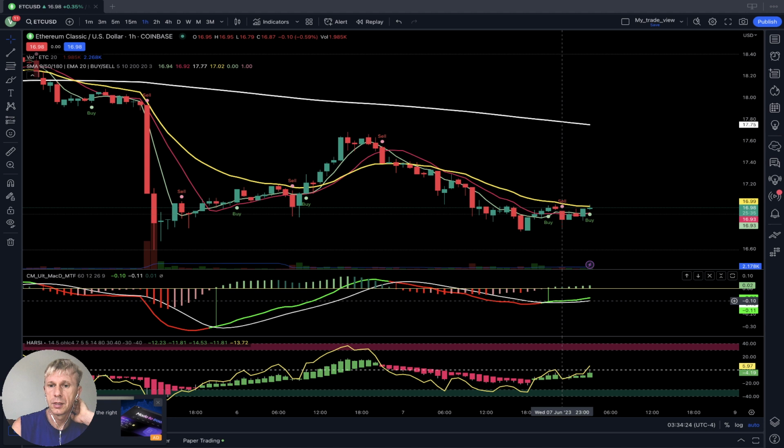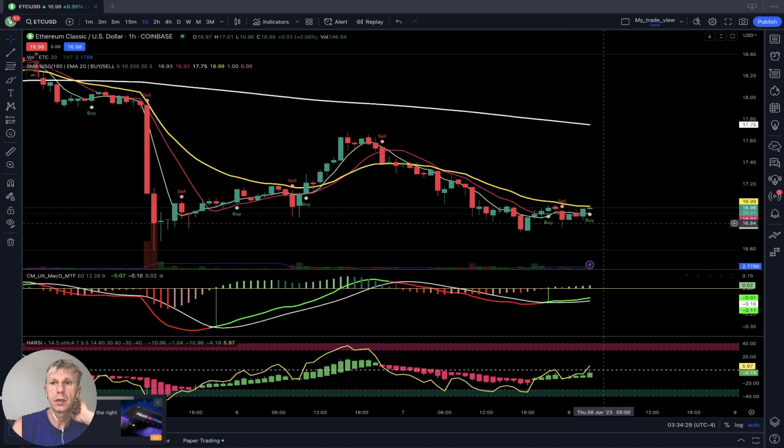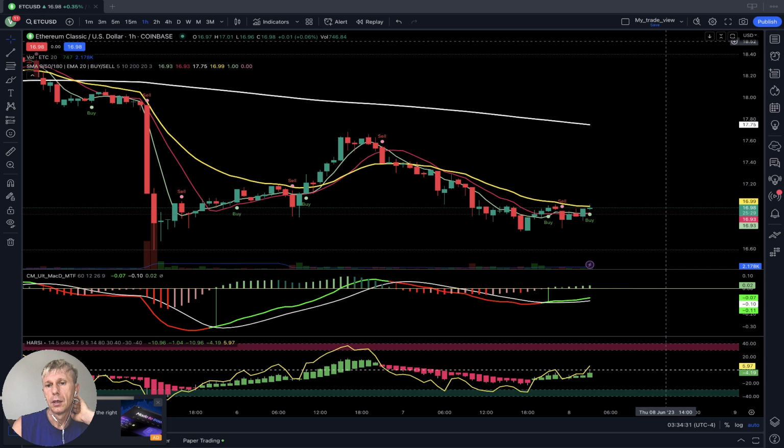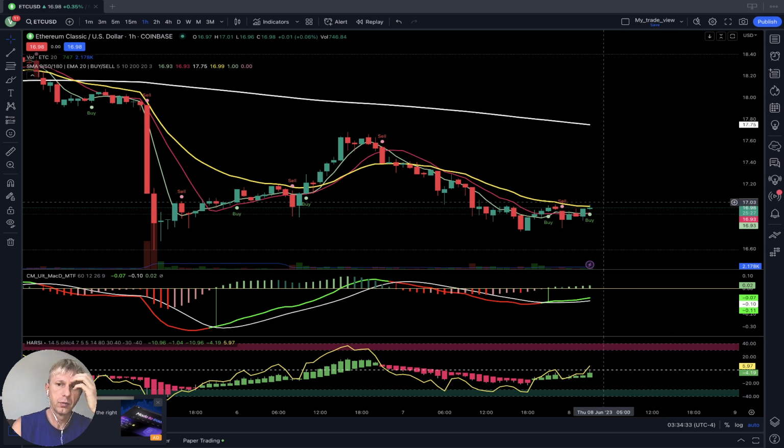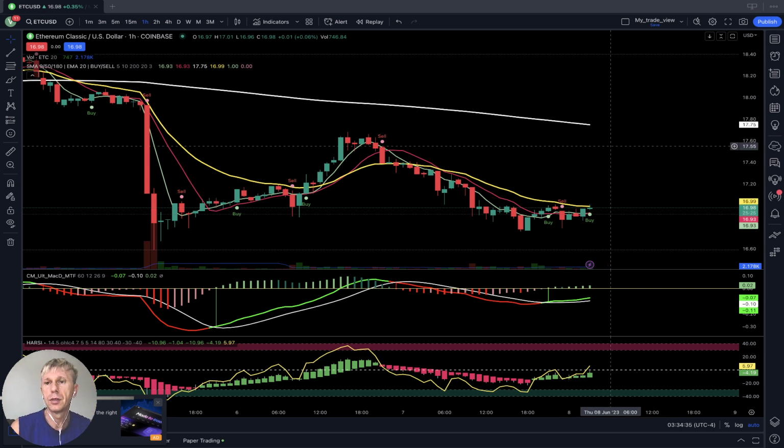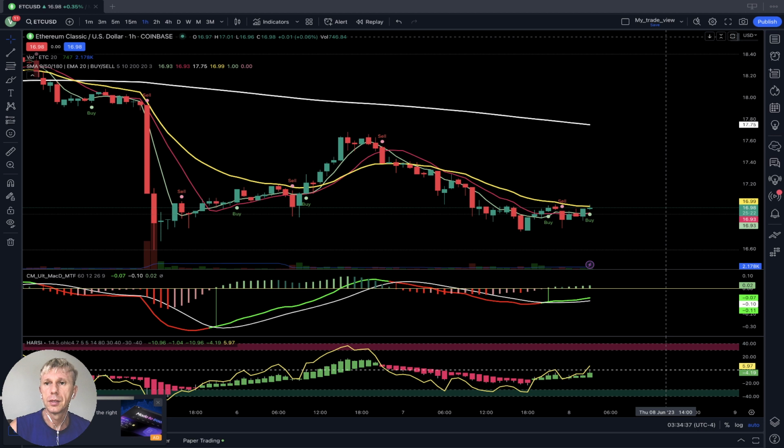Green on the MACD buy signal, Fibonacci buy signal. In 1 hour time frame is buy signal. We'll see if buyers will be able to move above 20 and continue positive trend. But so far it's still negative trend.